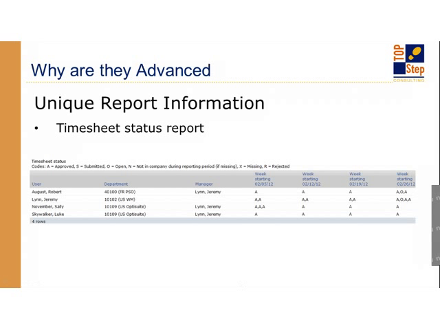So there's a unique legend here. This isn't used in other reports. And you can actually see where timesheets are missing: A for approved, S for submitted, O for open.